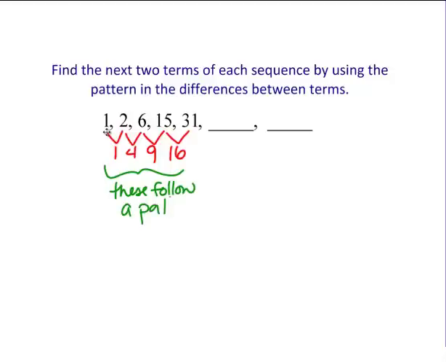So because the differences follow a pattern, we can use that pattern then to generate a pattern above. So the next perfect square is 25. And if we add 25 to that, we get 56. And then the next perfect square after that is 36. And if we add that to 56, we get 92. So we're not looking at a pattern between the terms, but their differences.